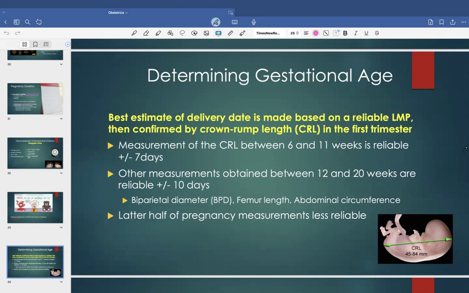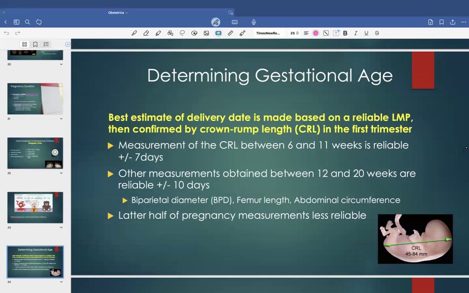That's the best estimate of delivery date based on a reliable last menstrual period, then confirmed by the crown rump length in the first trimester. It is most reliable between weeks 6 and 11, plus or minus 7 days. Other measurements obtained between 12 and 20 weeks are reliable, plus or minus 10 days. And then after about 14 weeks, you're going to have to use biparietal diameter, femur length, and abdominal circumference. And as you get further in the pregnancy, those measurements become even less reliable.